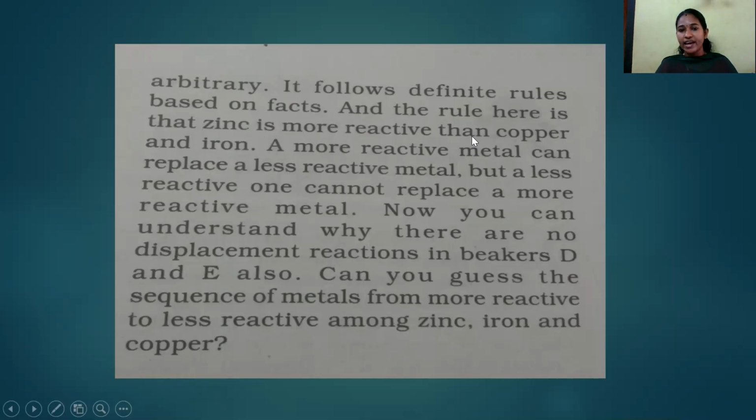Zinc is more reactive than copper and iron. In this next example, zinc is more reactive. There is a reactivity series. Among the three metals, zinc, copper and iron, zinc is more reactive than copper and iron. When compared to copper and iron, zinc is more reactive. A more reactive metal can replace a less reactive one.